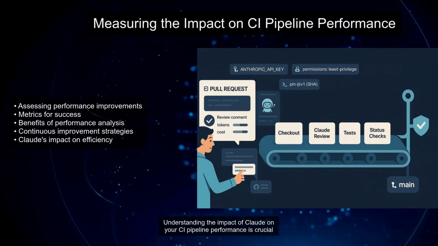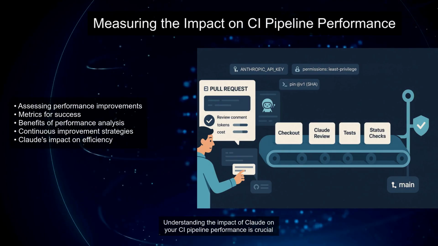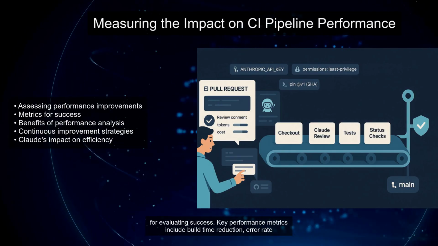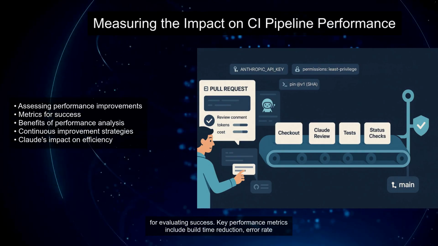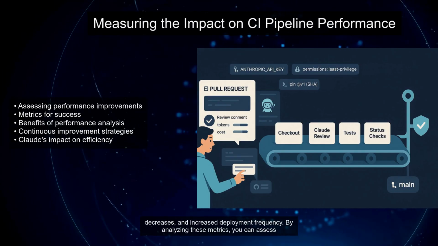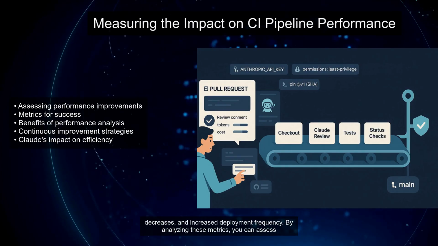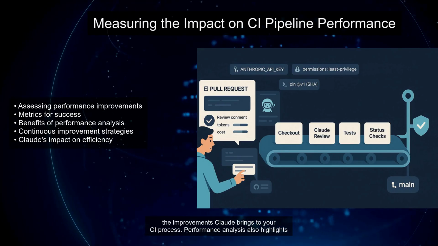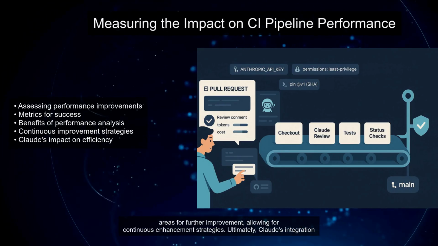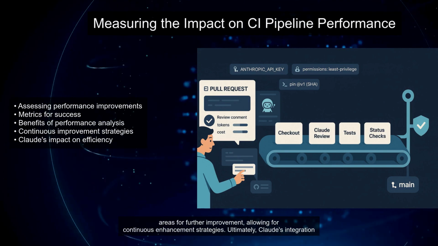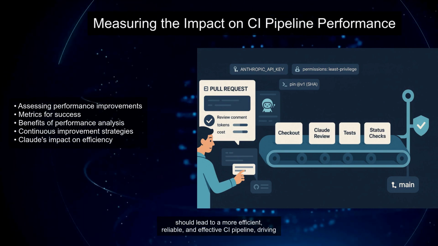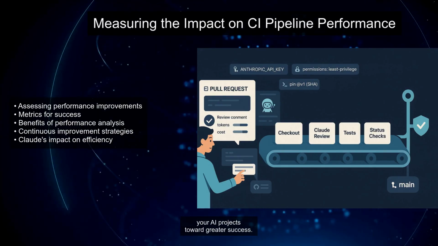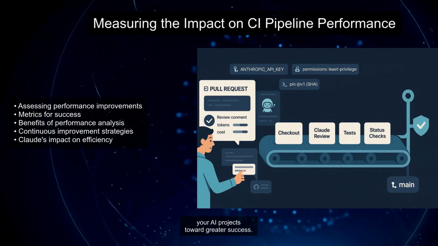Understanding the impact of Claude on your C pipeline performance is crucial for evaluating success. Key performance metrics include build time reduction, error rate decreases, and increased deployment frequency. By analyzing these metrics, you can assess the improvements Claude brings to your C process. Performance analysis also highlights areas for further improvement, allowing for continuous enhancement strategies. Ultimately, Claude's integration should lead to a more efficient, reliable, and effective C pipeline, driving your AI projects toward greater success.